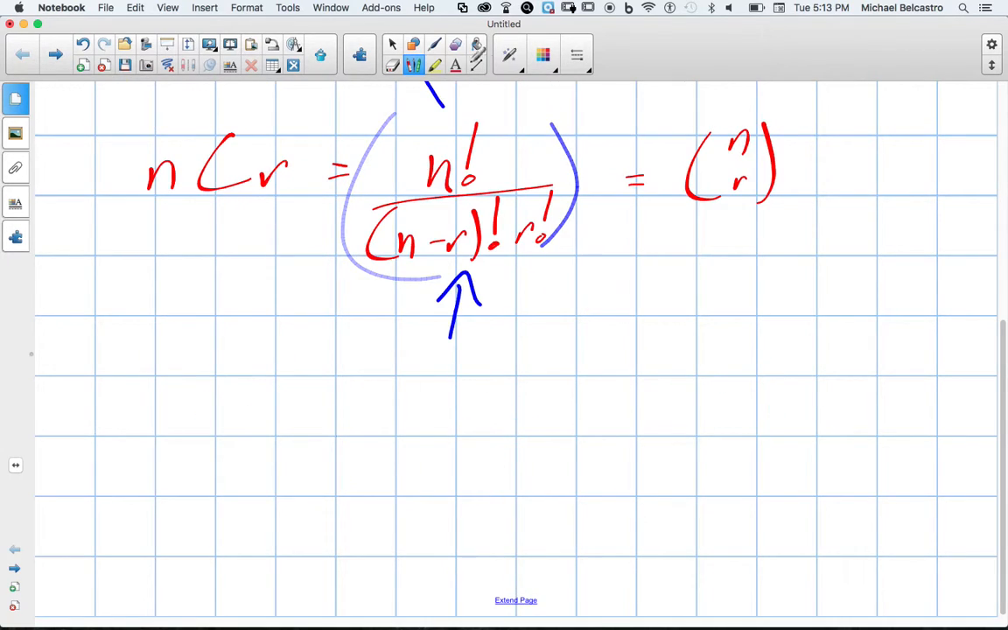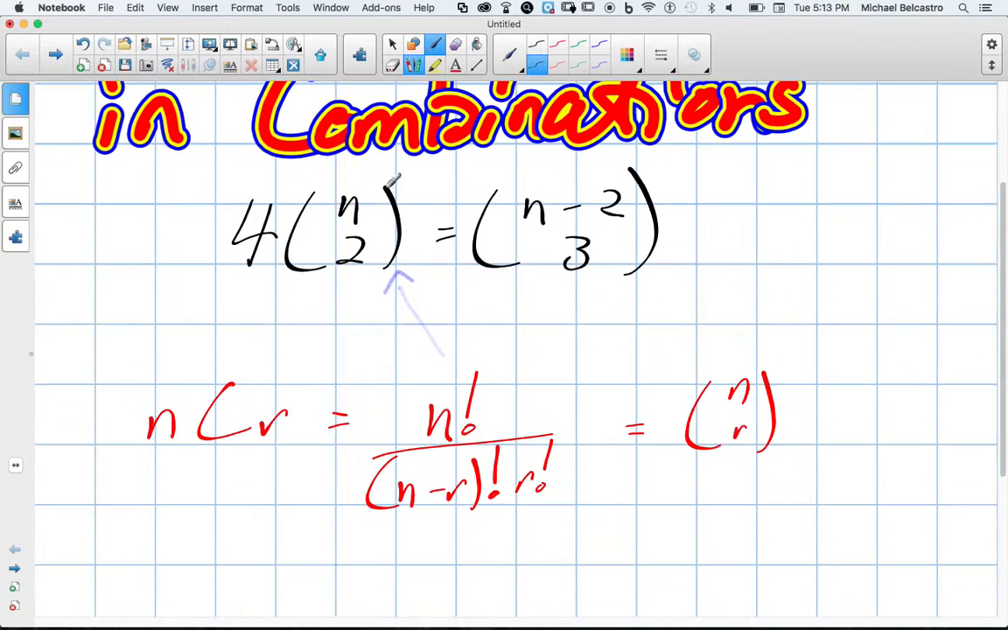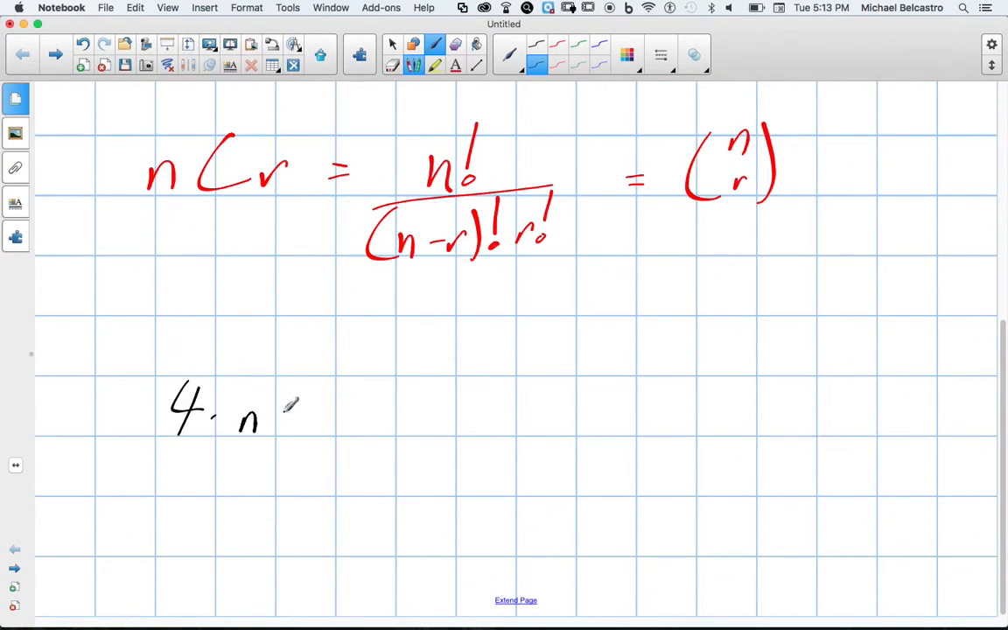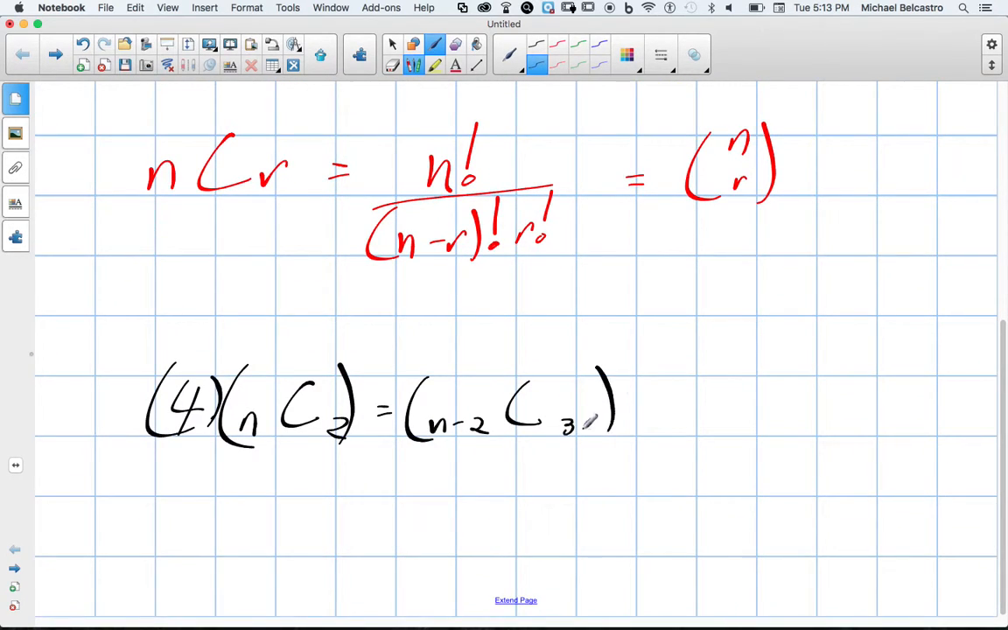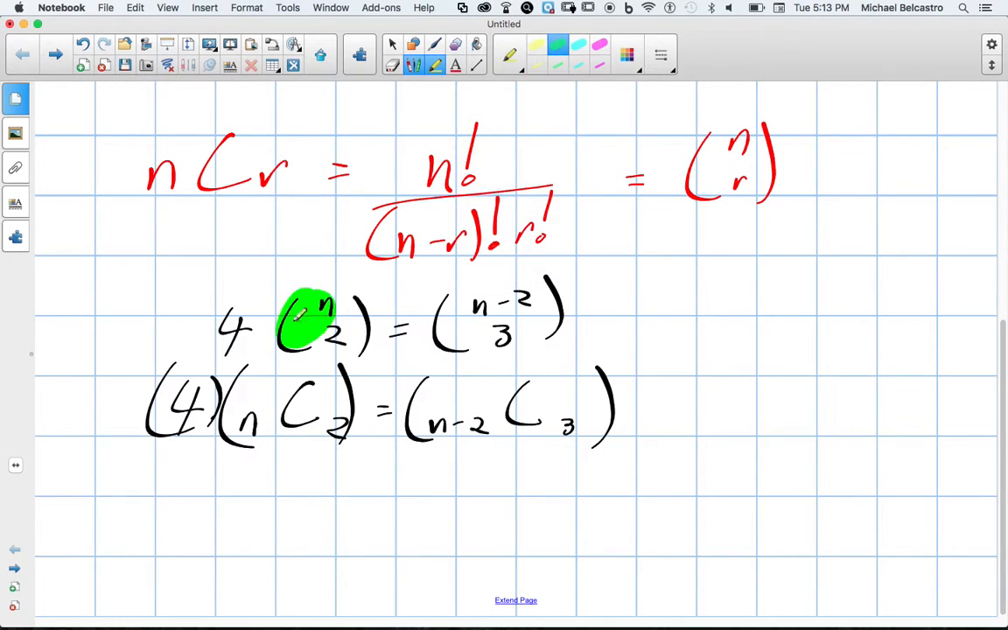Okay, so I'm going to show you how that same question. So that's 4 times n times r. Well, in this case, it's n, 2. So we have n choose 2 is equal to. Think of them like separate brackets. And then in our other one, we have n minus 2 choose 3. So I'm going to rewrite the other one above. So we had n choose 2 is equal to n minus 2 choose 3. If you noticed, I changed this into a combination, and I changed this into n minus 2 choose 3.